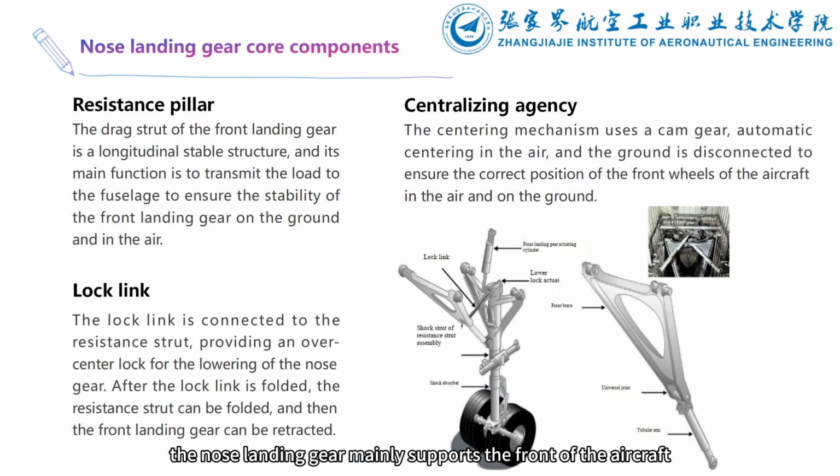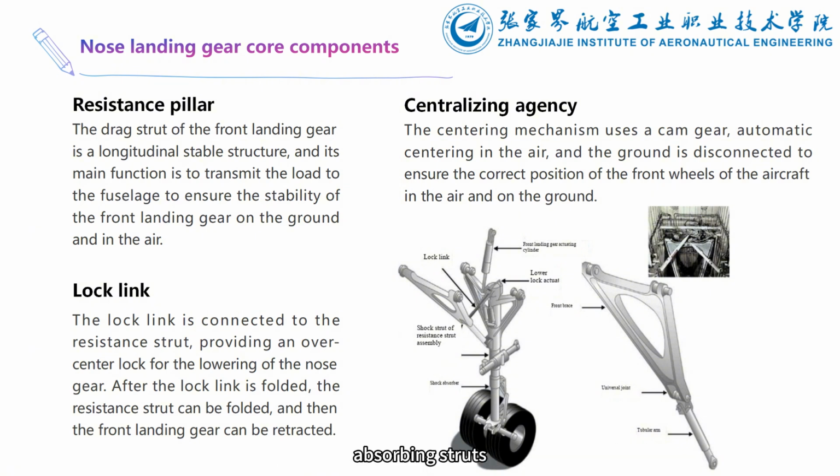The nose landing gear mainly supports the front of the aircraft, reducing the vibration of the aircraft when it is running on the ground. Its main load-bearing components are composed of shock-absorbing struts, resistance struts, etc., as shown in the figure. It is worth noting that there is a centering mechanism inside the shock-absorbing strut to ensure the correct position of the front wheels when the aircraft is in the air and on the ground.